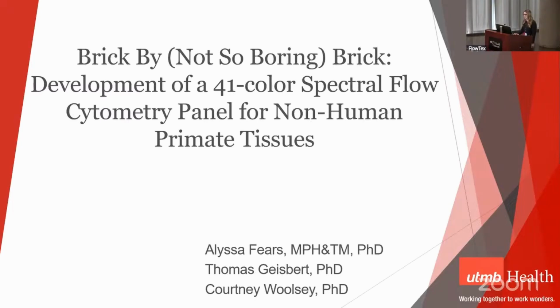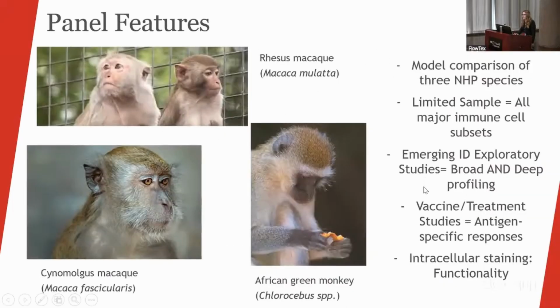Thanks, guys. I'm really excited to be here and able to share this 41 color spectral flow panel that we've developed for non-human primate tissues, and we're going to be focusing on PBMCs today. So why on earth would we want to start creating such a huge panel? I'm going to start my timer so I don't go over. We work with 3 major non-human primate species: the rhesus macaque, the cynomolgus macaque, and the African green monkey. And we use these 3 to compare.